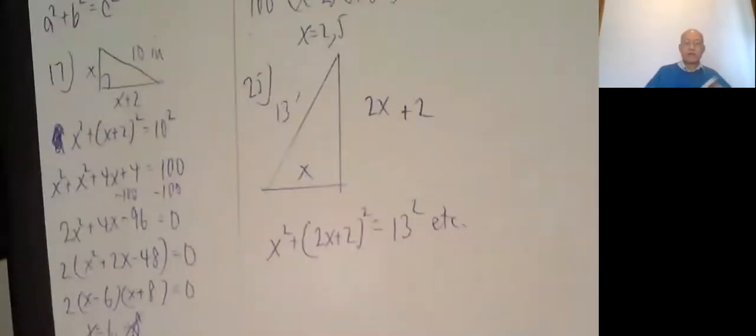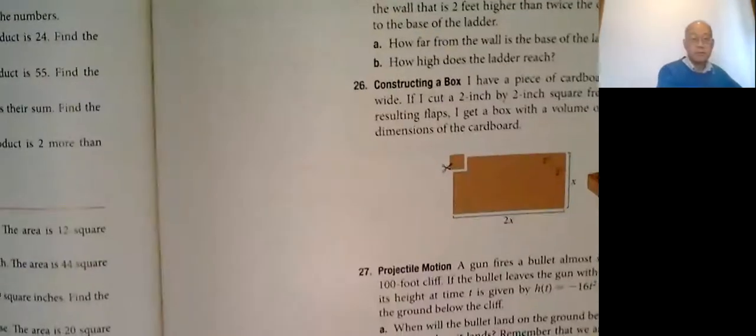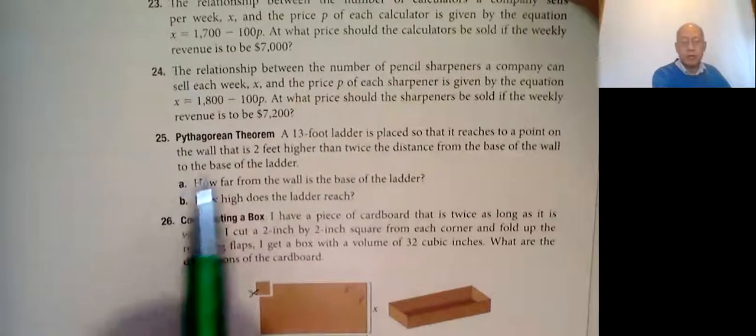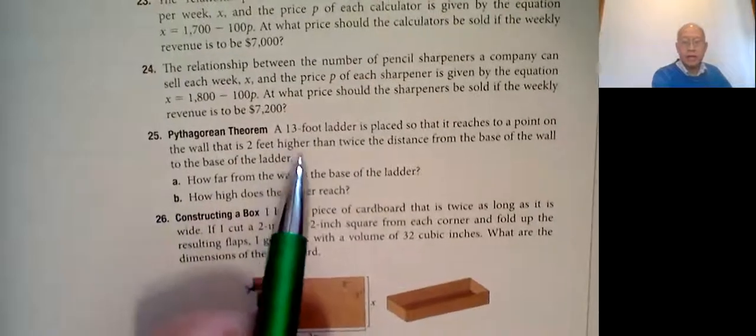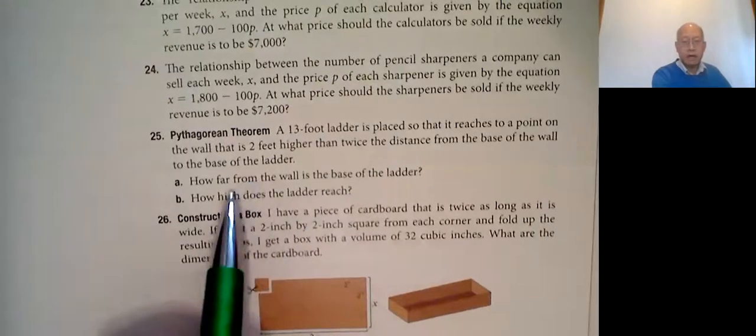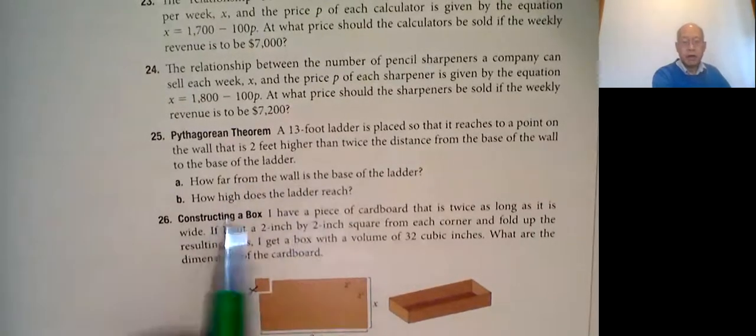Okay, and then finally for 25, I'll just give you the setup. A 13-foot ladder is placed so that it reaches to a point on the wall that is 2 feet higher than twice the distance from the base of the wall to the base of the ladder. How far from the wall is the base of the ladder? How high does the ladder reach?